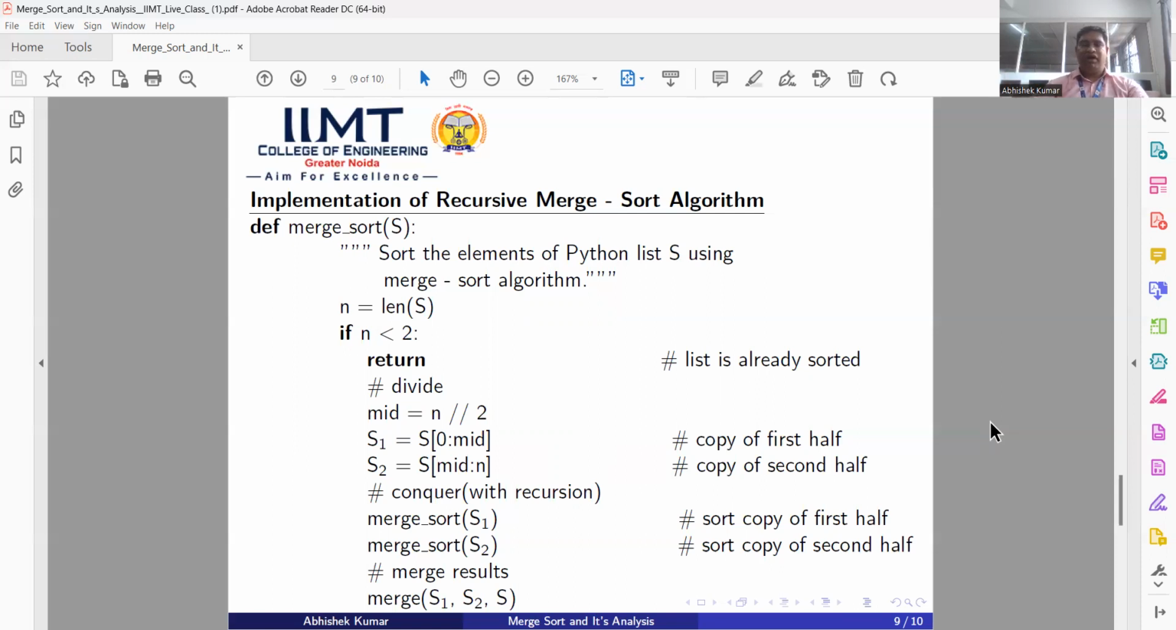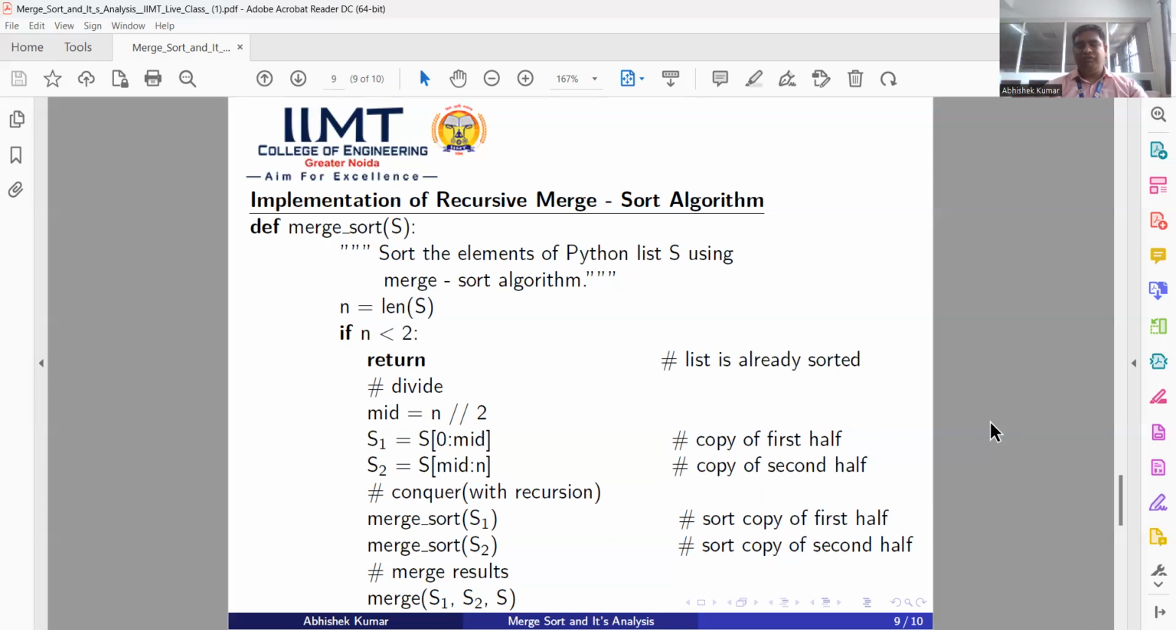First of all, we are computing the length, because the sequence has n number of elements. So the length of the sequence will be n, and we store it in a variable n. After that, the first condition is our termination condition or base condition. What was the termination condition? In the case of merge sort, if a particular sequence has 0 elements or 1 element, that means that sequence is already sorted and we will return immediately.